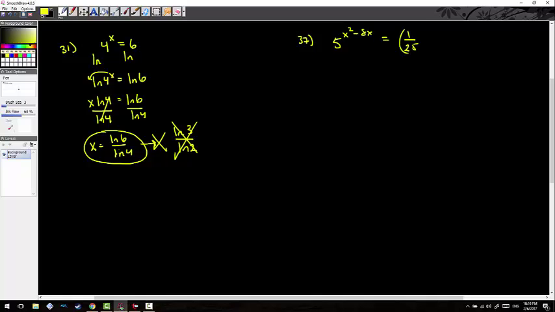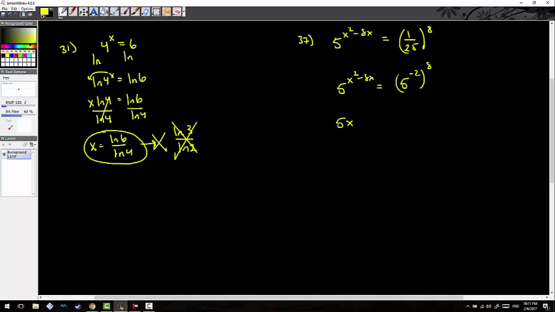1 over 25 to the 8th power. And I think we can mess with this a little bit. I know that I've got 5 to the x squared minus 8x is equal to, I can call 1 over 25 5 to the negative 2, and that will be taken to the 8th power. Still, that 8th power didn't go anywhere.